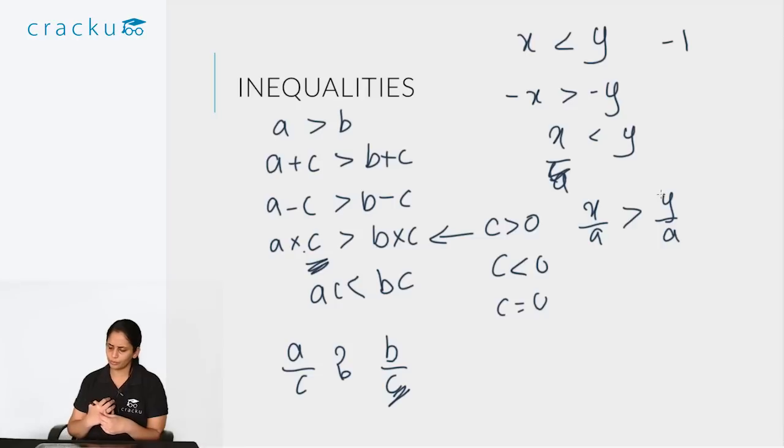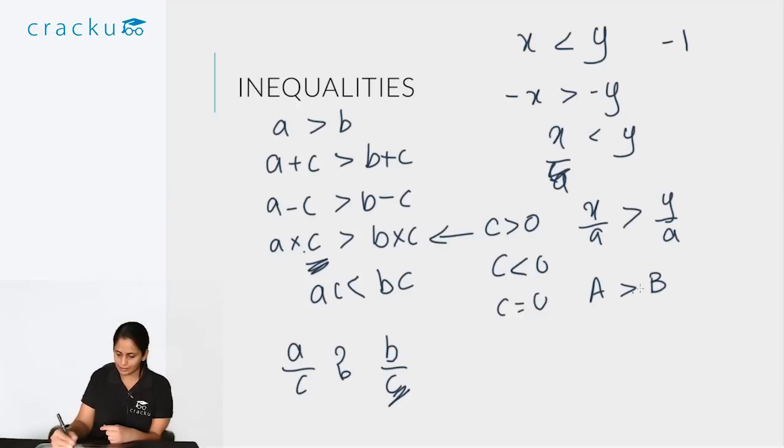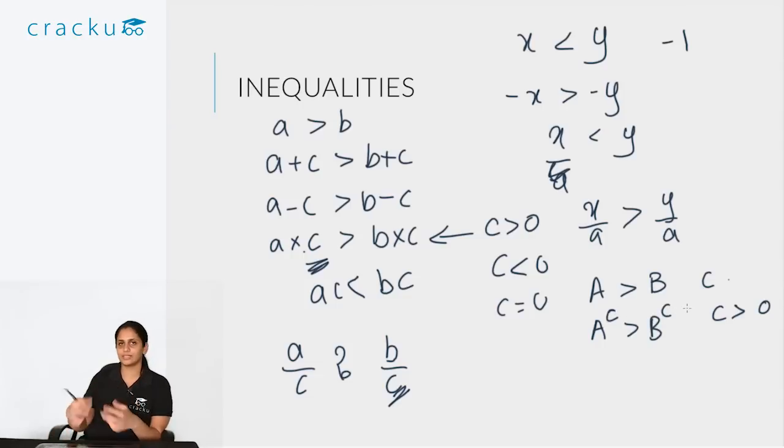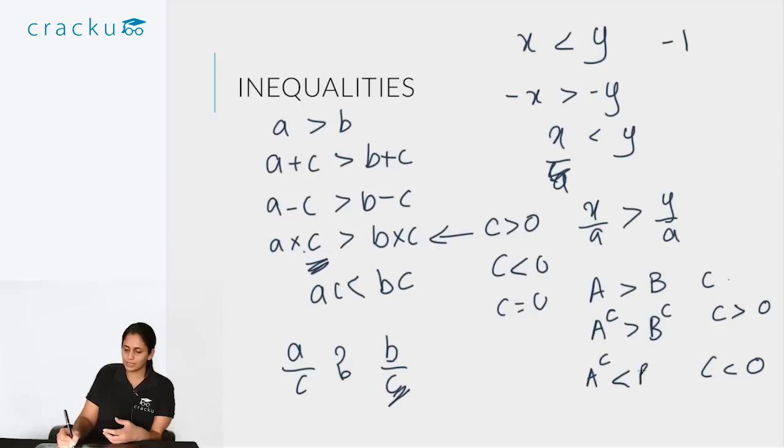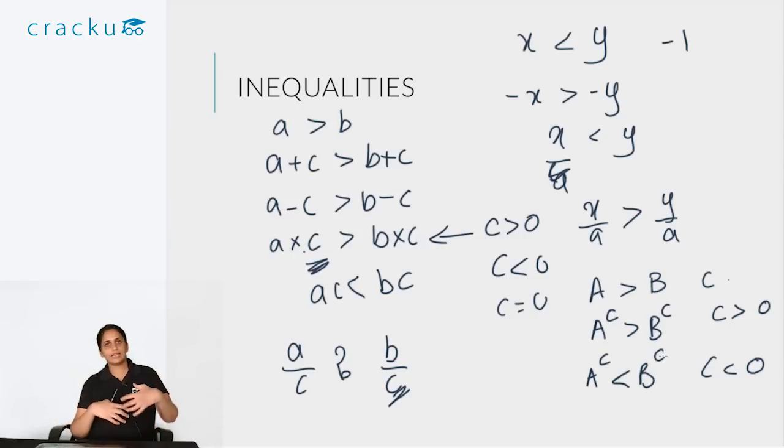Another thing that you have to remember is that if a is greater than b, and you raise them to an index, say C, then if C is greater than 0, a positive number, A raised to C will be greater than B raised to C. That is simply because you are keeping it in the numerator. But if C is a negative number, then A raised to C will be less than B raised to C. Because here now I am putting A in the denominator.